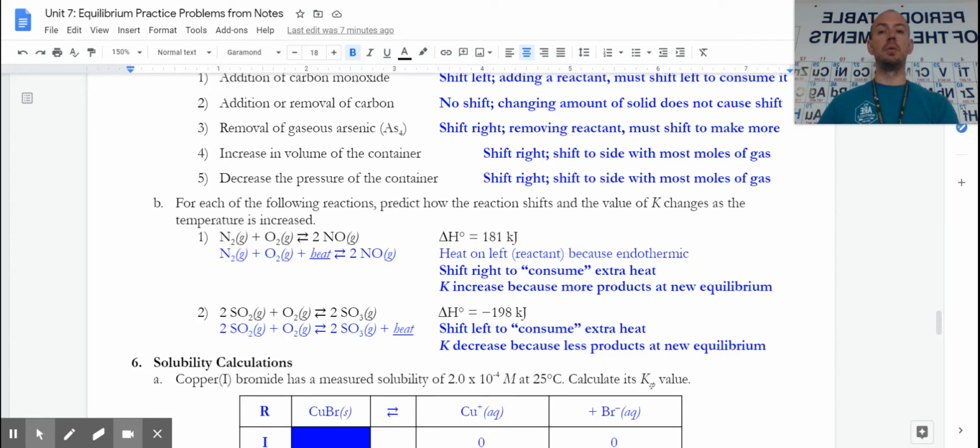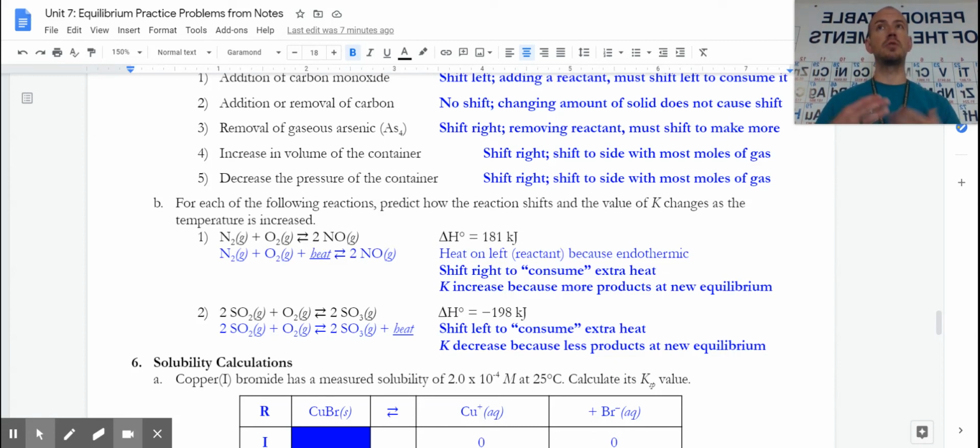With that, we have fewer products, the numerator, and more reactants, the denominator. So we have a smaller value of K. And once again, if we wanted to predict this, if it said making it hotter shifted left, we would think, well, that means heat must be on the right. Therefore, when heat is on the right, that's our evidence that it's exothermic.